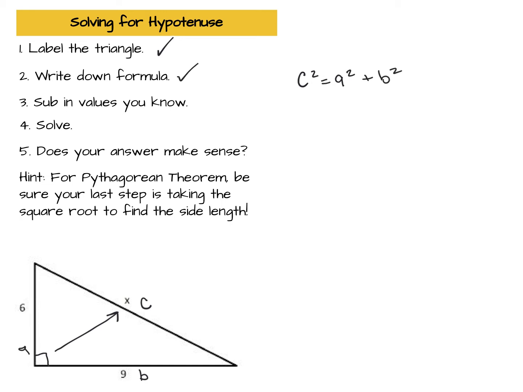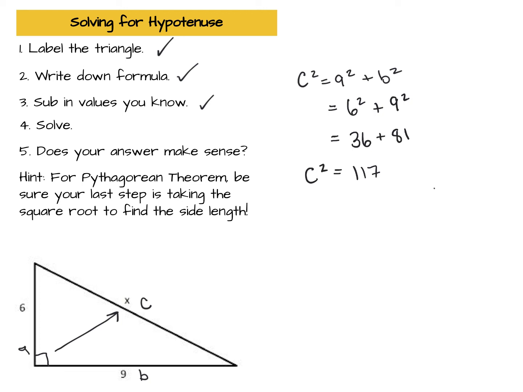So we've done that. Next, you want to sub in the values we know, and we know that A is equal to 6 and B is equal to 9. So next we have to square both of those numbers. So 6 squared is 36 plus 9 squared is 81. And we add those together to give us 117, which is our C squared.